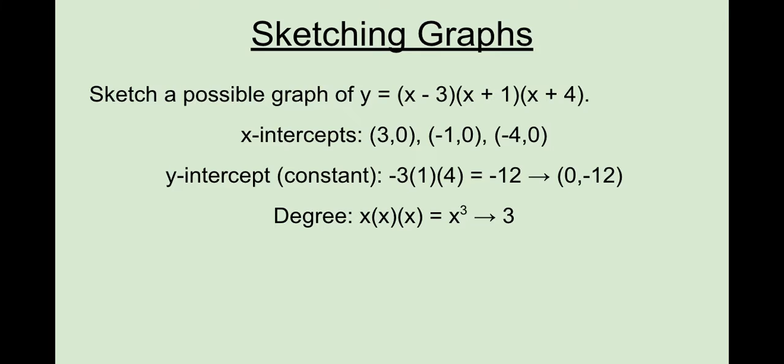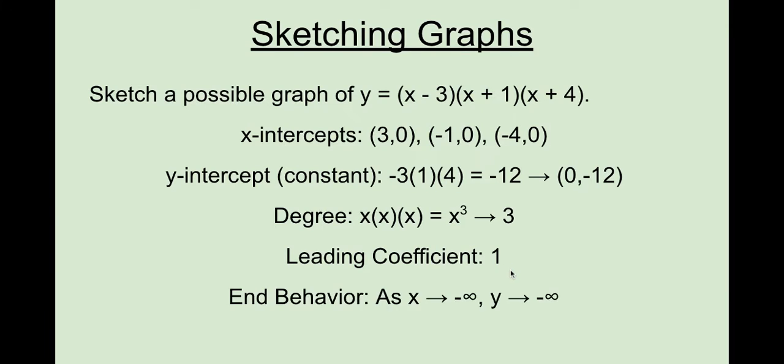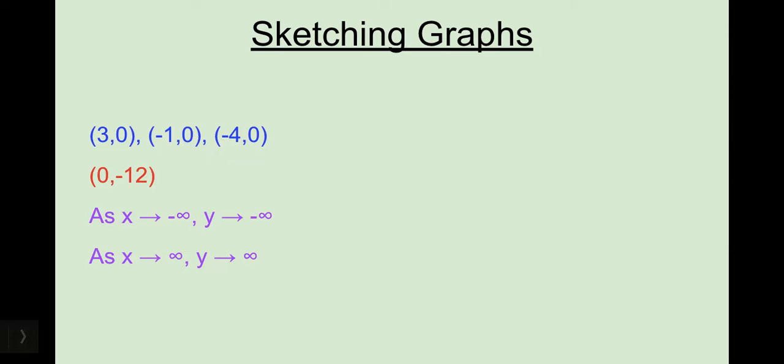So I know this is a squiggle. It's going to be a little more advanced than a squiggle, but that's the deal. I know the leading coefficient on this term is 1. For end behavior, as x goes to negative infinity, as x goes to the left, y goes to negative infinity, y points down. As x goes to positive infinity, x goes to the right, y points up, so y goes to infinity. So I know left down, right up. That's a lot of information right there. I have x-intercepts, y-intercept, and end behavior.